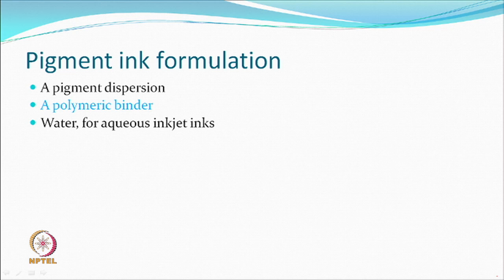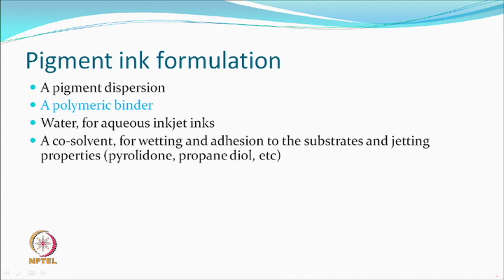input. Of course, for water or aqueous based inks, you will have water, which is the dispersion you are creating. In addition to that, they may be using some co-solvents, for wetting and adhesion to the substrate. So it does not go very easily, it stays there, and also for controlling jetting properties. So additionally, surface tension control, wetting control, some examples are here, but different companies may like to use different things. So, you have a co-solvent.